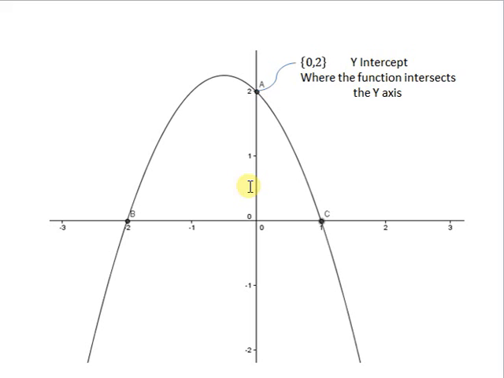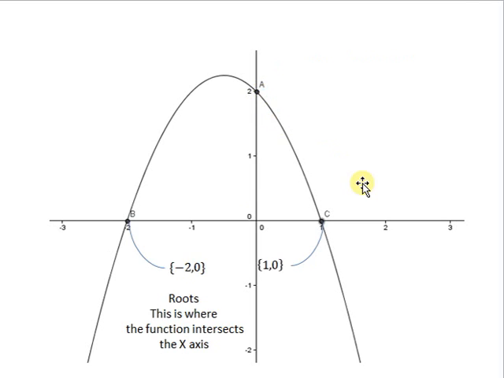Here's our y-intercept. You can see that the x value equals 0 while the y value equals 2. We're looking for functions with a y-intercept of 2. So these are the roots. That's where the curve makes contact with the x-axis, so we can see that the y value equals 0. Now we're looking for functions whose roots are -2 here and 1.